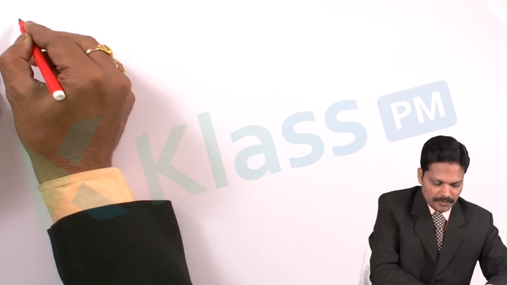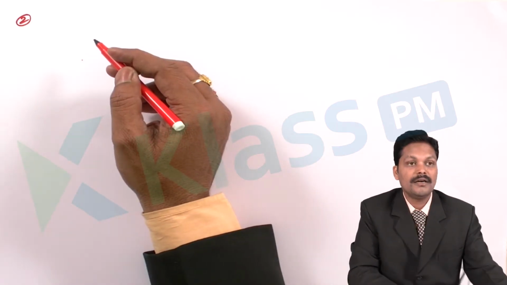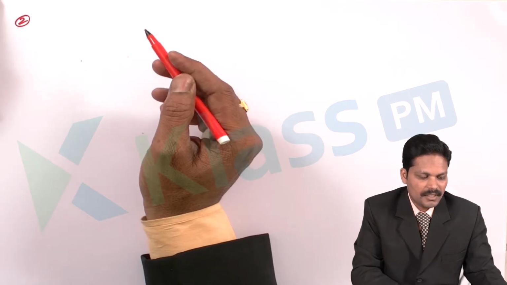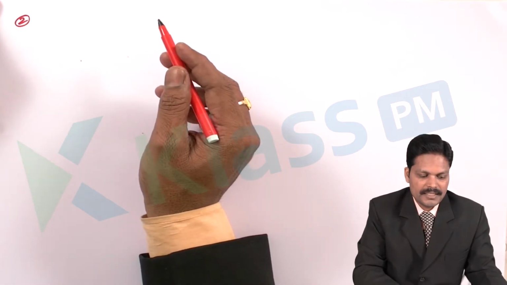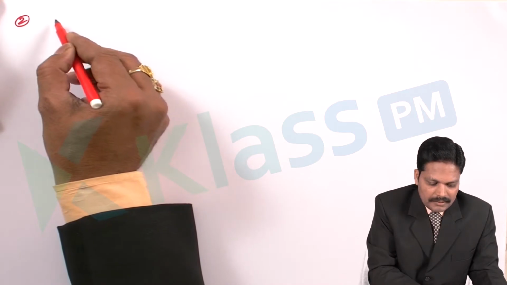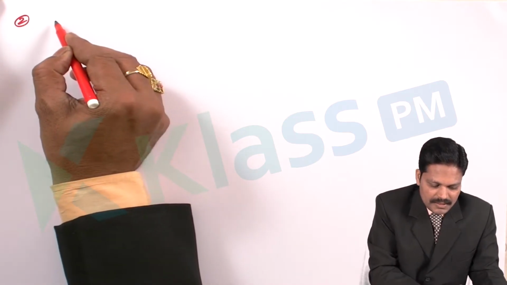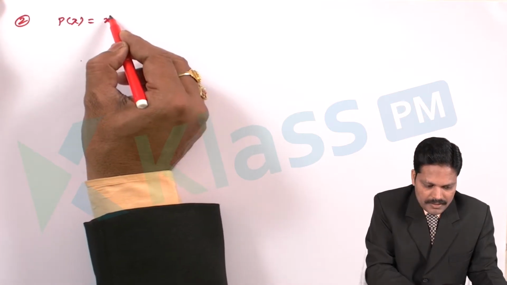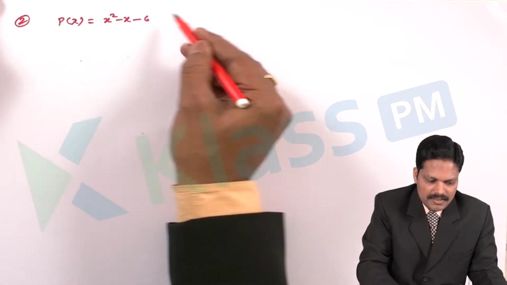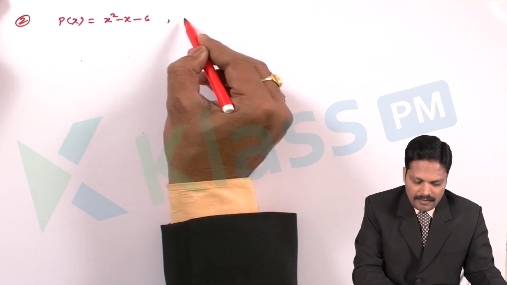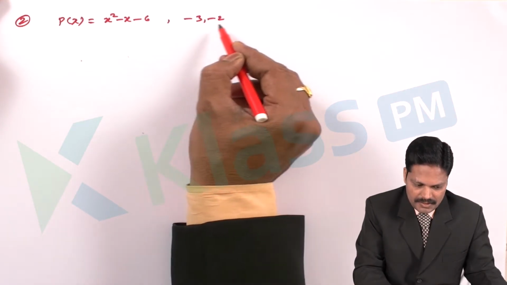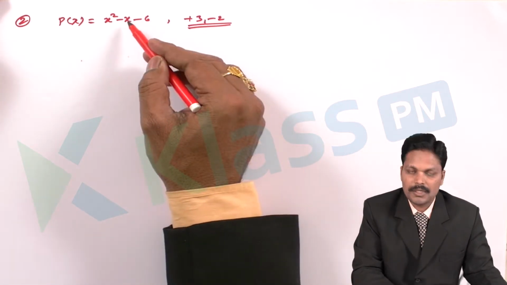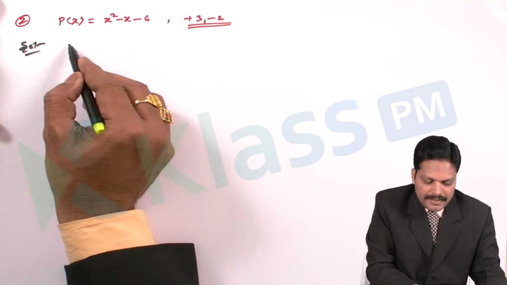Coming to one more problem. Here I am taking one more problem. Check whether 3 and minus 2 are zeros of the polynomial x square minus x minus 6. Here we should consider the given polynomial as p of x, x square minus x minus 6, and the given values are 3 and minus 2. Are these values zeros of this polynomial or not? We should check.